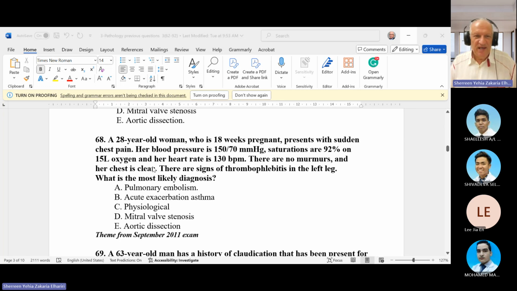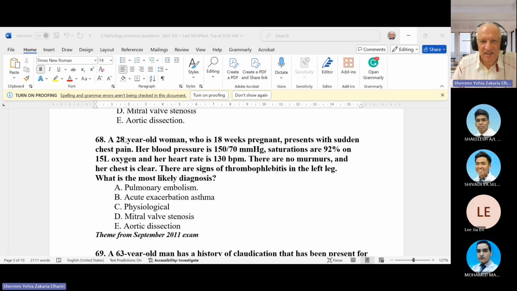Okay, after that, we have another question, maybe later about this, but we'll come back again at the end. A 28-year-old woman with an 18-week pregnancy presented with sudden chest pain, blood pressure 150 over 70 millimeters of mercury, saturation 92 on 15 liters of oxygen, and her heart rate is 130, no murmur. So here, no murmur. Chest is clear. There are signs of thrombophlebitis in her left leg. What is the most likely diagnosis?